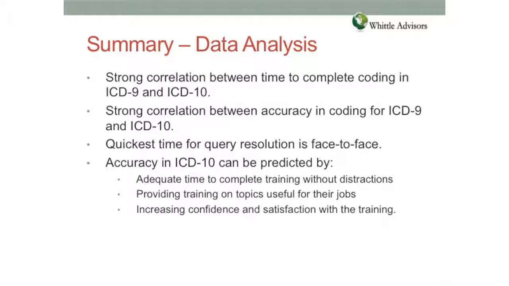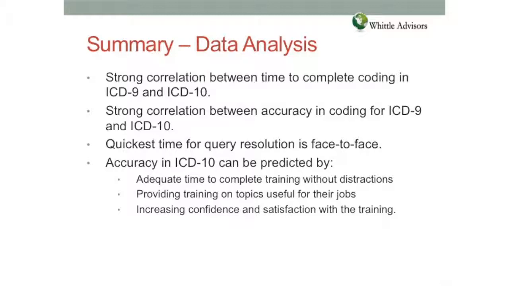Here's a high-level summary of the data analytics. There is a very strong correlation between time to complete coding in I-9 and time to complete coding in I-10, meaning the coders that were fast in I-9 were fast in I-10. This correlates exactly in the same manner along quality. Coders that are highly productive and have very good quality in I-9 are highly productive and have very good quality in I-10.